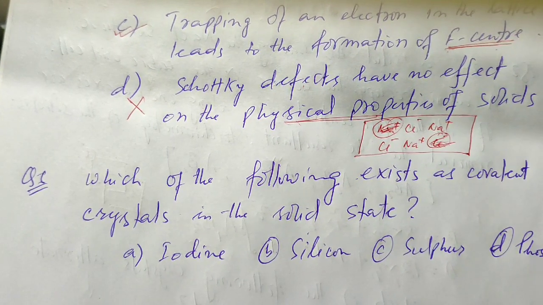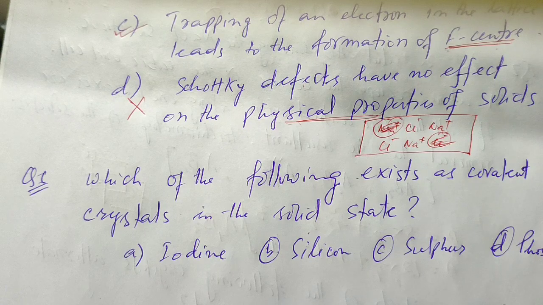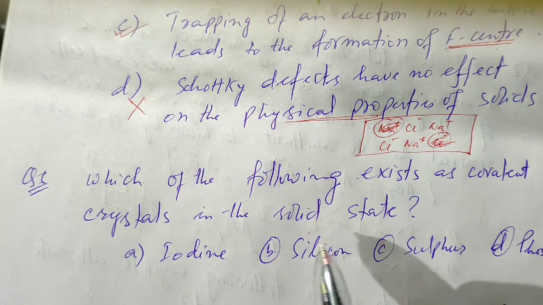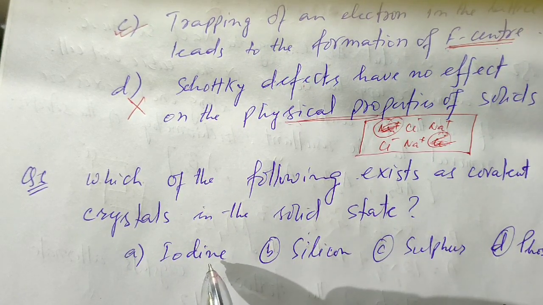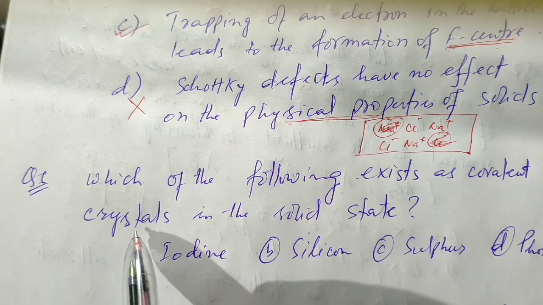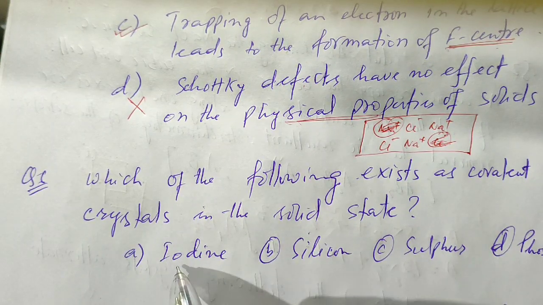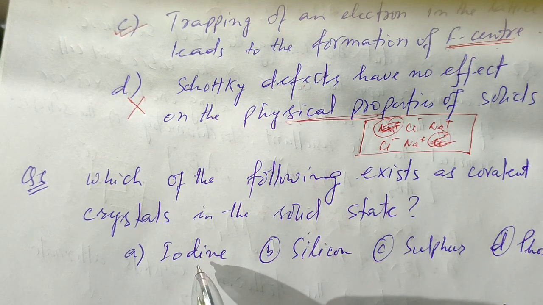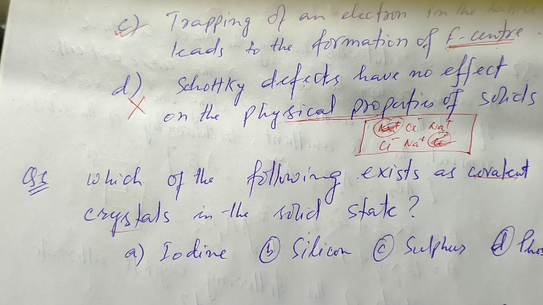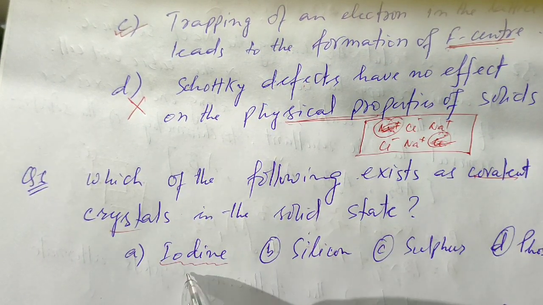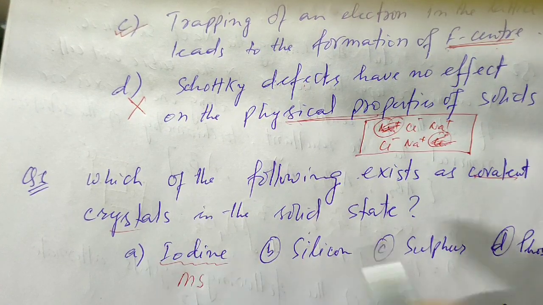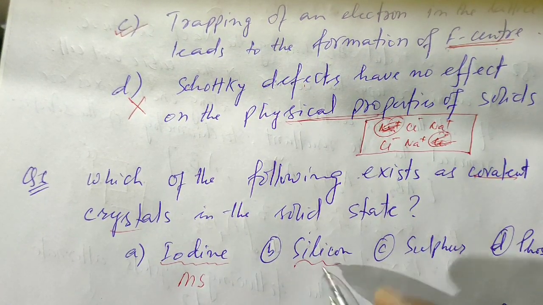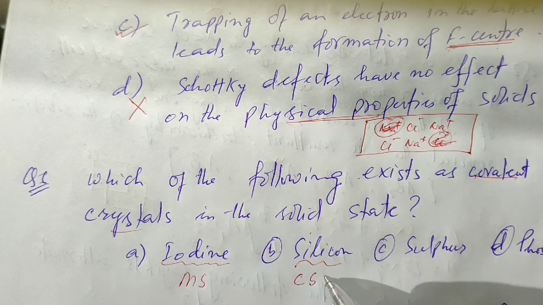is which of the following exist as covalent crystals in the solid state. Let me tell you, there are four types of crystalline solids. The first one is ionic crystal, the second one is molecular crystalline solid, the third one is covalent solid, and the fourth one is metallic solid. So iodine is a molecular solid. Actually, this is not a covalent solid. Silicon is a covalent solid. Okay, this is the correct answer.